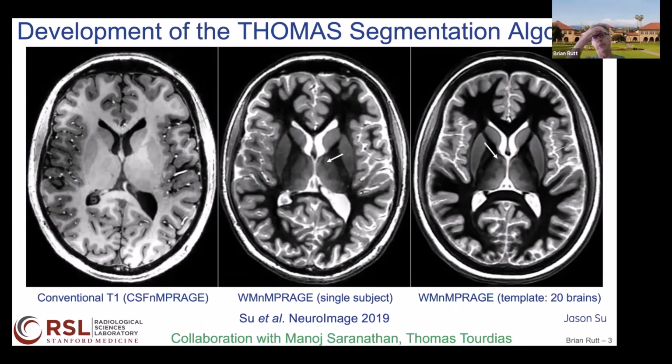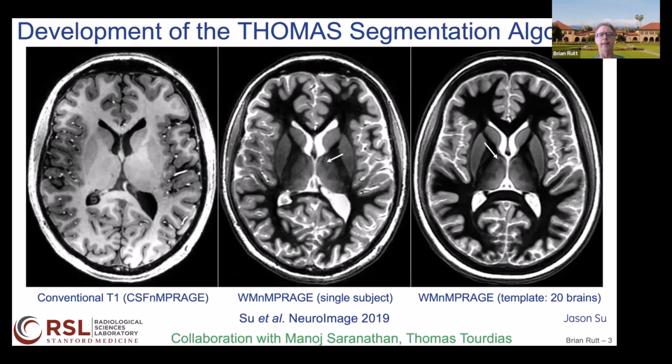And speaking of which, this was the work of Jason Su, a graduate student in my group. One of the things he had done was to say, well, let's look at one subject, and he was familiar with some of the multi-atlas label fusion methods developing at the time, and said, let's look at a 20 subject average brain. And these are even more spectacular with regard to seeing contrast and structures within the thalamus.